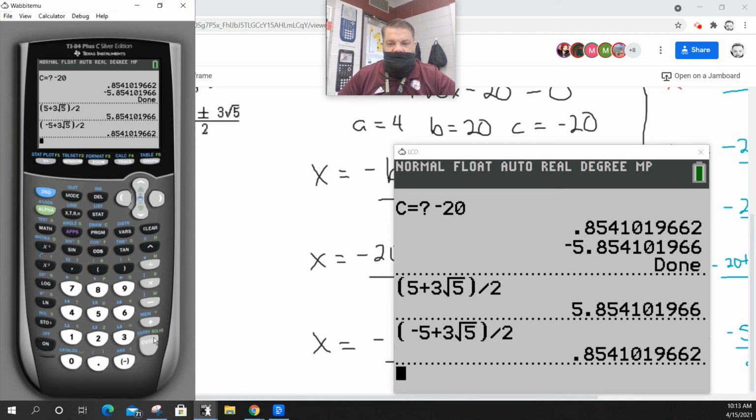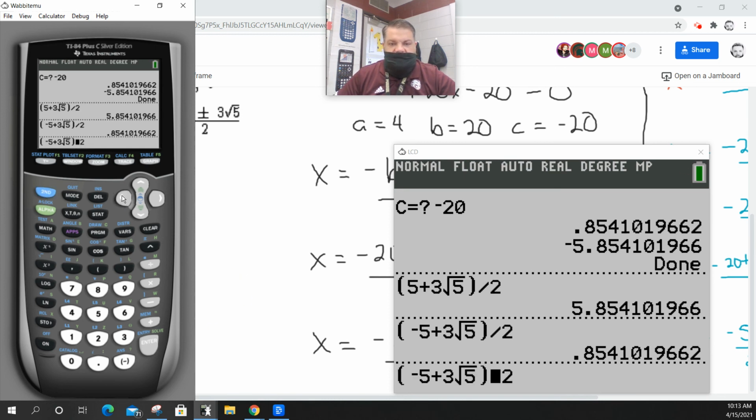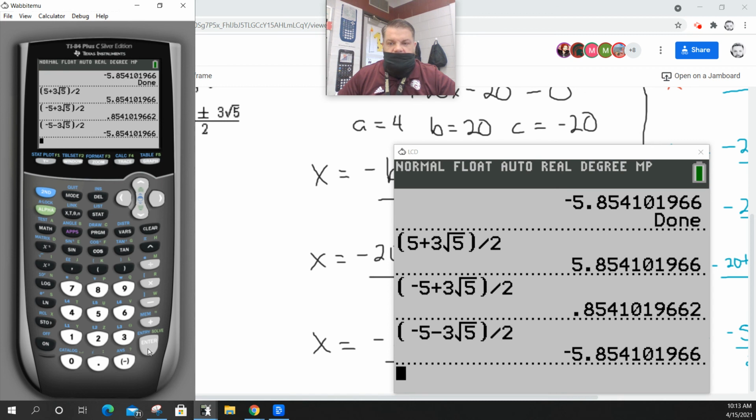That's the right answer. Now I'm going to do the same thing, but instead of adding the 3 root 5, I'm going to subtract it. There you go. I got both answers. Okay?